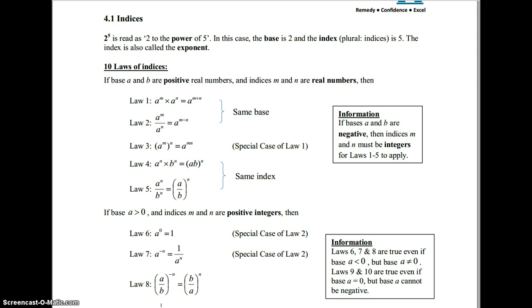If you look at law 3, a to the power of m, bracket, to the power of n is equal to a to the power of mn, where you multiply both powers together. And for law number 4 and law number 5, we are looking at the same index or power but different bases. So a to the power of n times b to the power of n is equal to ab, bracket, to the power of n. And for law number 5, a to the n over b to the n is equal to a over b, everything to the power of n.